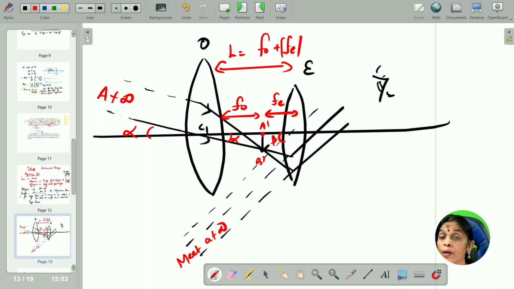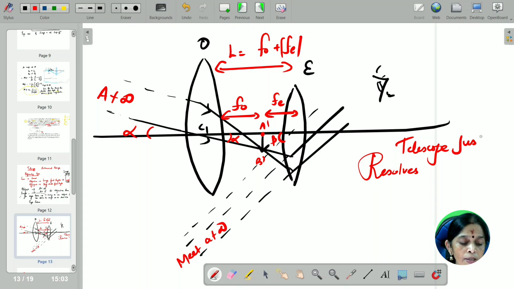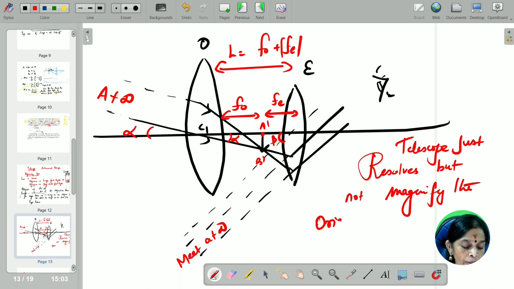Basically speaking, the telescope does not magnify the original object. Only the points of this object are magnified. But of course, it resolves the object. So you can write: telescope just resolves, but does not magnify the original size of the object.